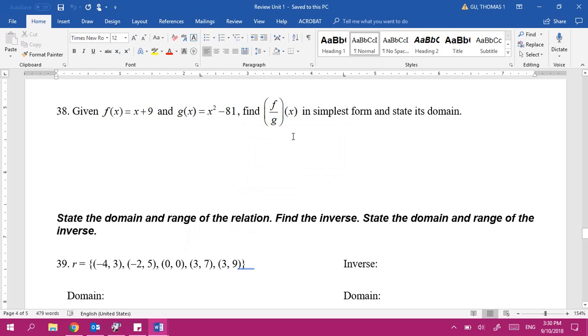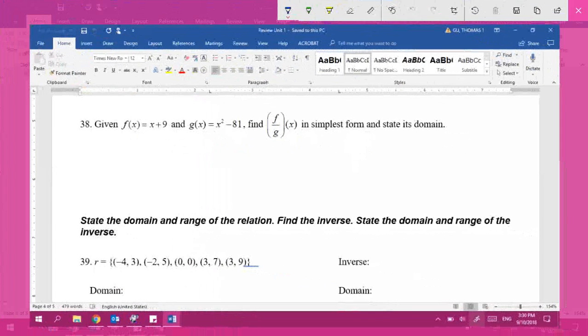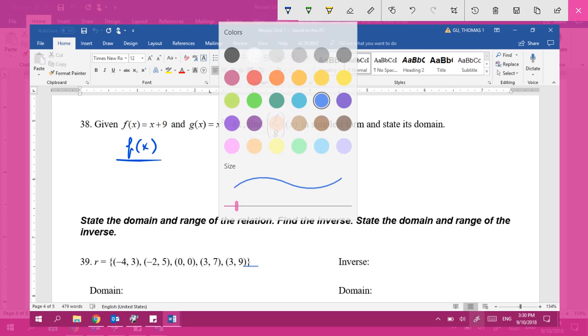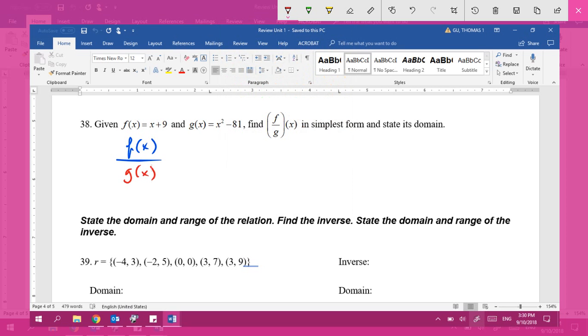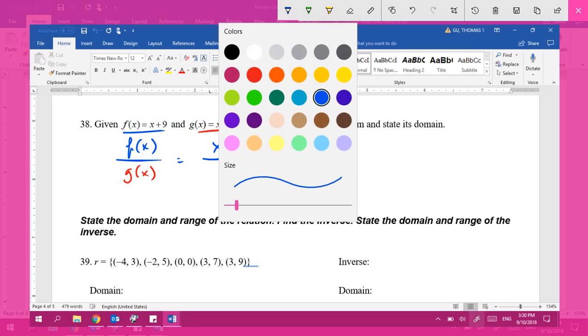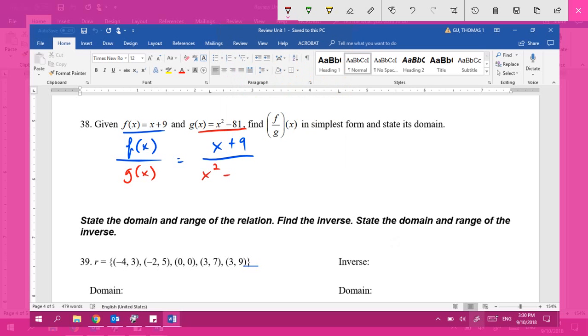Alright, number 38, we're given these two functions: f of x equals x plus 9 and g of x equals x squared minus 81. Find f over g of x in simplest form and state its domain. So first thing we're going to do here is write it out in this form, which is just f of x over g of x. Alright, so let's make sure we replace these terms now. So f of x is going to be x plus 9 over, and we've got x squared minus 81.